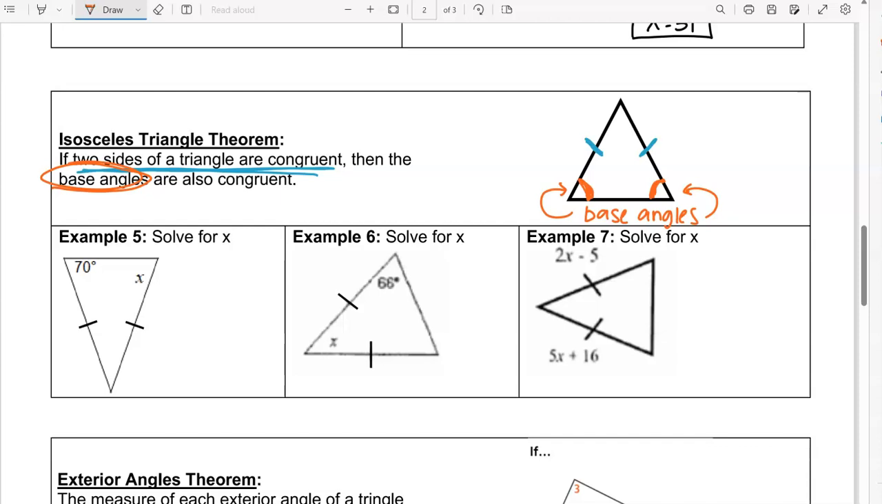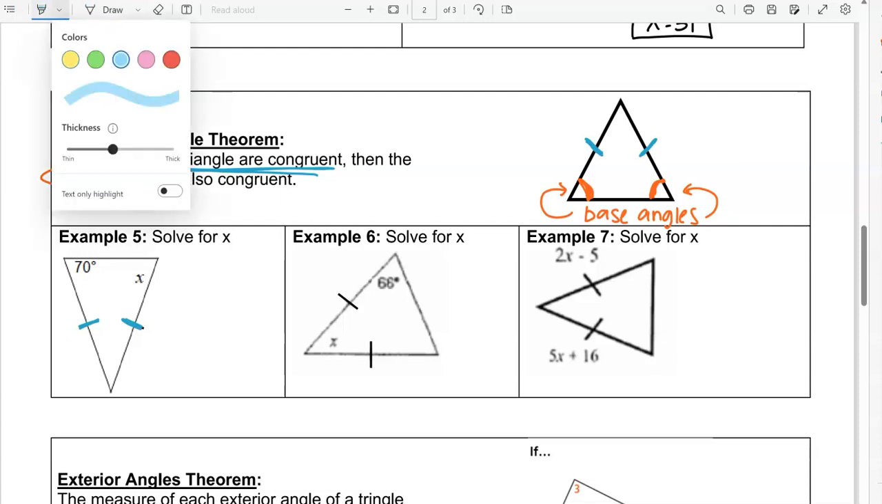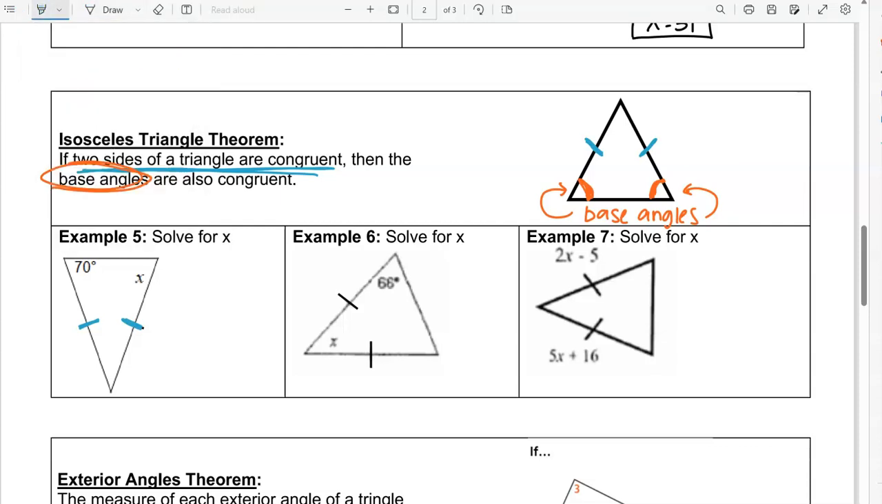So let's look at a couple of examples. Example number 5, solve for x. As you can see, we have our tick marks here. This side and this side are congruent to each other. Now, if it's hard to see which 2 angles are going to be congruent, let me highlight these 2 sides. The base angles are the angles where the 2 sides do not meet. So that's going to be this angle and this angle. They are equal. So if we're solving for x, x equals 70 degrees. Since one angle is 70, the other angle has to be 70 degrees as well.